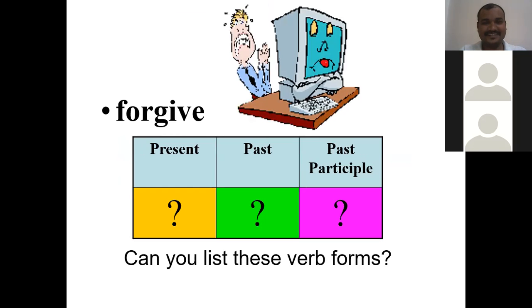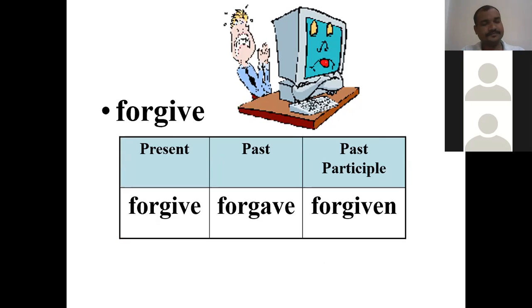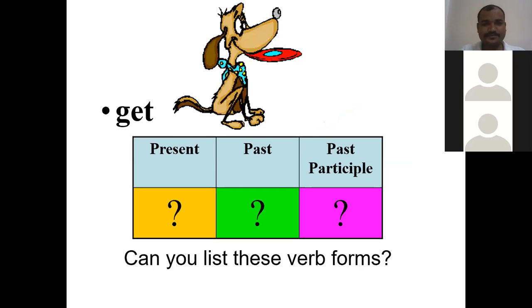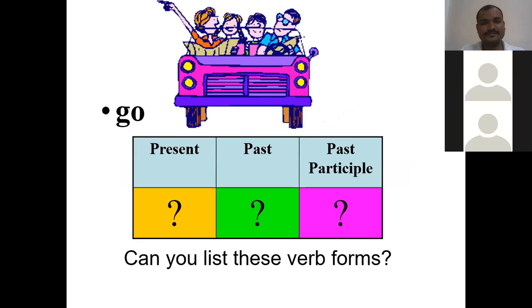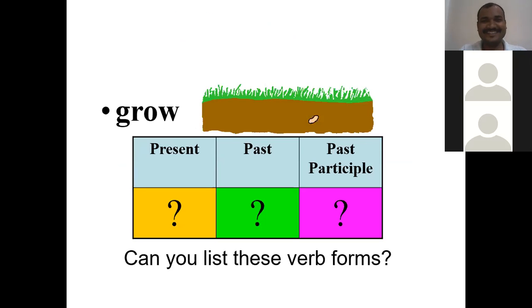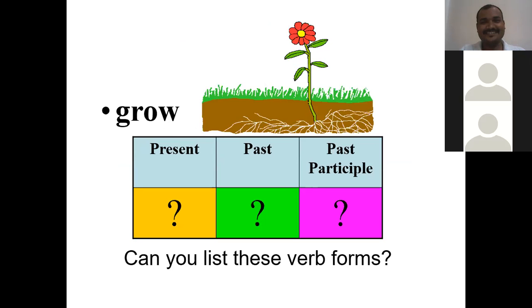Forgive, forgave, forgiven. Very good. Great. Get, got, gotten. Very good. Go, went, gone. Grow, grew, grown. Grow, grew, grown. Very good.